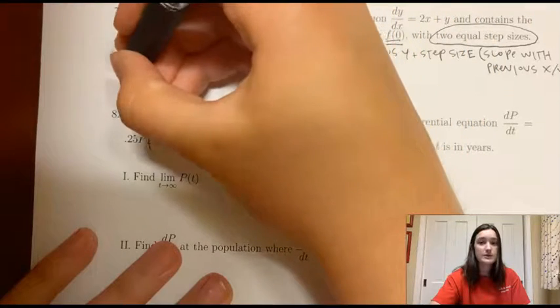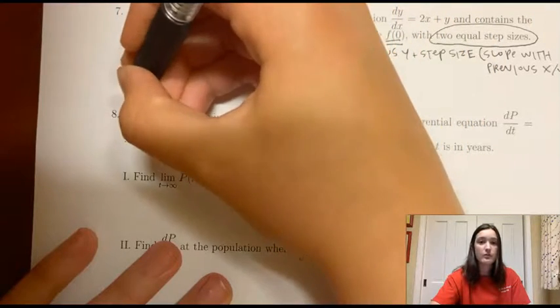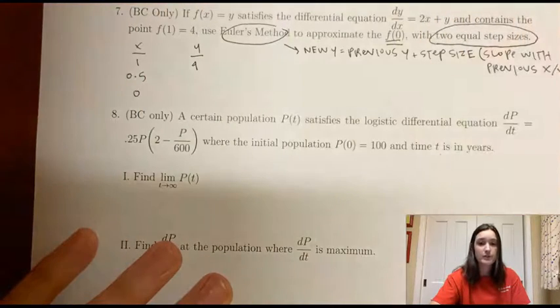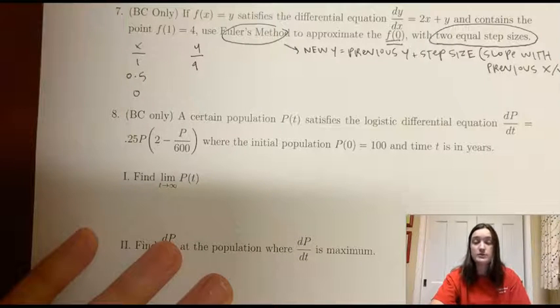So if you have 2 equal step sizes, then you've got to go from 1 to 0.5 to 0. The thing to pay attention to here is that you're going from a bigger number to a smaller number, so your step sizes are going to be negative. And remember, step size is part of that equation, so it's really important to know whether you're working with a positive or negative one.